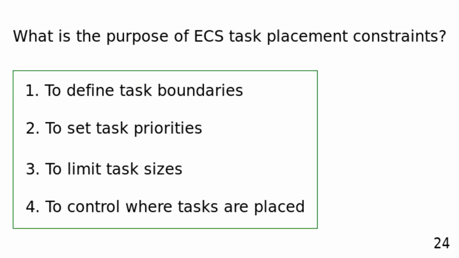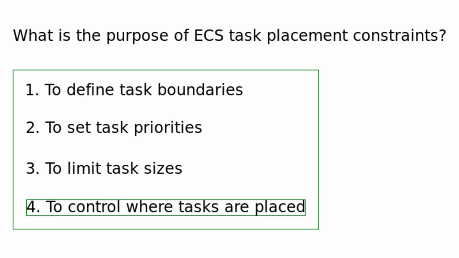What is the purpose of ECS task placement constraints? To define task boundaries, to set task priorities, to limit task sizes, to control where tasks are placed. ECS task placement constraints control where tasks are placed based on attributes like instance type.